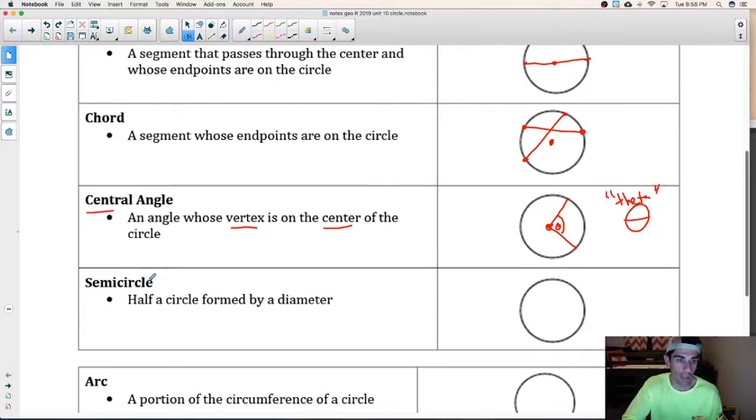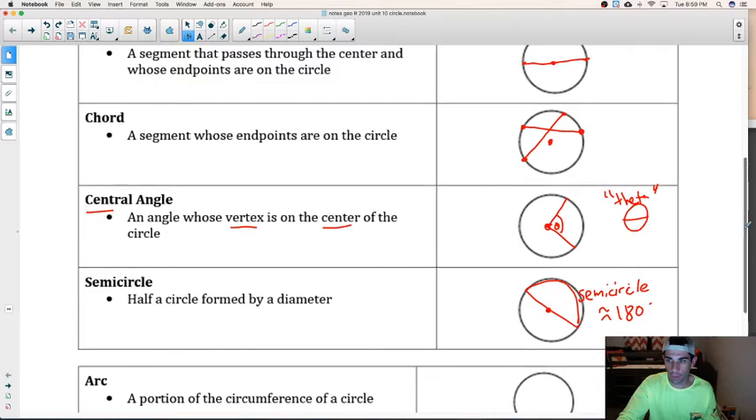Okay, a semicircle is a half of a circle formed by a diameter. So here's my center. Okay, it can go in any direction. So let's go a little bit off the beaten path here. If I drew a diameter here, this right there, that's the semicircle. And if we know a circle has 360 degrees, a semicircle is going to be 180 degrees.